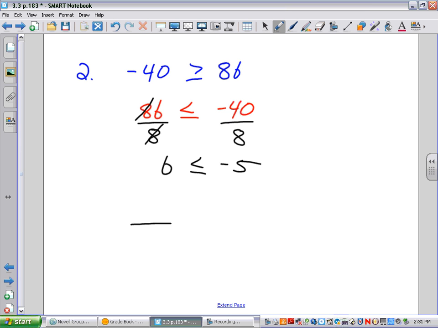Now let's graph it. Straight line, 2 arrows, there's 0. Negative 5 would be way over here. Open circle or closed circle? It's underlined, so it must be closed. And it's less than, so it goes off to the left. And we're done with that problem. There's number 2. Let's do the next one, number 3.